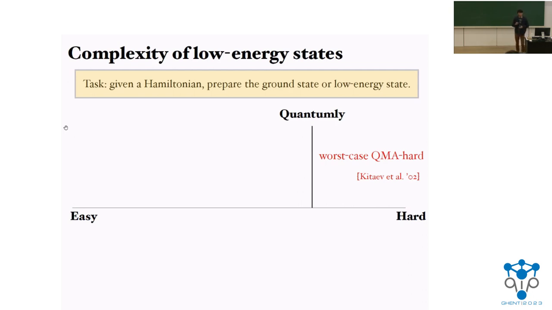Formally, let's consider the following question. Someone gives you a Hamiltonian, and you're asked to prepare its low energy state or the ground state. Well, if you're from complexity, you immediately see this would be a very hard problem in the worst case. It could be QMA-hard, which means that we don't expect even quantum computers to solve it efficiently.